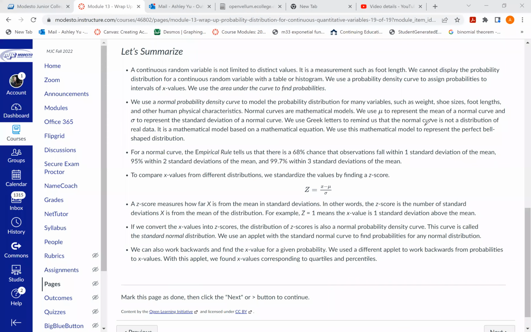That was our last page of this module 13. Now we're just going to summarize what we learned about these normal distributions, the continuous normal distribution, the curve, and z-scores, and all this stuff.